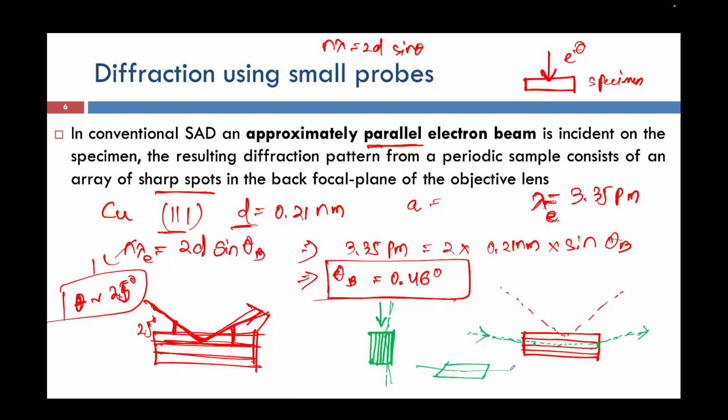So for electron diffraction to happen in a transmission electron microscope, you want to satisfy Bragg's condition, so the plane has to stay parallel to the electron beam. This is what I meant by conventional selected area diffraction: an approximately parallel electron beam comes, and the planes are not situated like this one. Rather, the planes are situated like this. So we'll be getting information from this kind of structure.